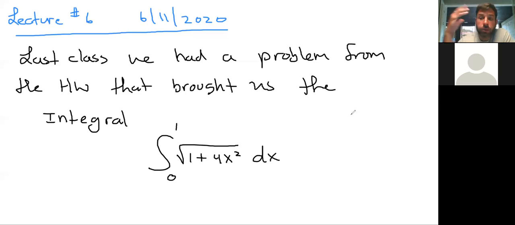What we were trying to do was compute the length of the parabola y equals x squared. And the length of that particular curve is given exactly by this integral. What we found is we weren't able to do it. I didn't ask you to try, but even if you tried, you would find quite readily that it's a challenging integral.